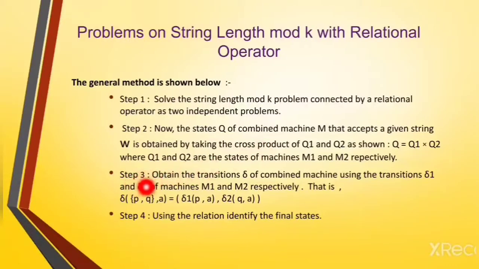Now, in the third step, we have to obtain the transition of the combined machine using the transitions delta 1 and delta 2 of the machines M1 and M2 respectively. Using this formula, we have to obtain the transition of the combined machine. And in step 4, we have to identify the final state using the given relational operator.